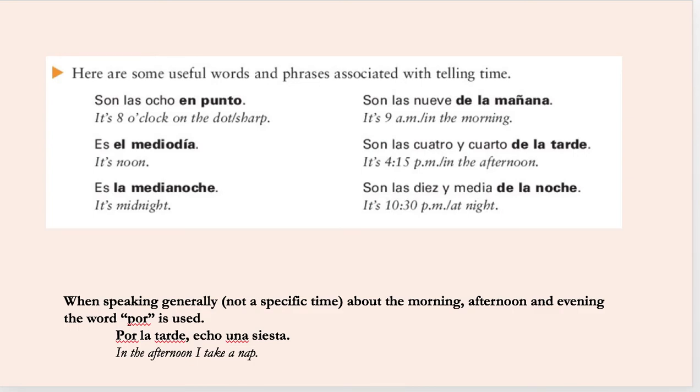It's important to note that when speaking generally and not at a specific time about the morning, afternoon, and evening, the word por is used. Por la tarde, echo una siesta. In the afternoon, I take a nap. If I were to say I take a nap at 2 in the afternoon, echo una siesta a las 2 de la tarde. So when I express a specific time, we must use de la tarde. But generally speaking, it is por la noche, por la mañana, por la tarde, and it will never ever be en.